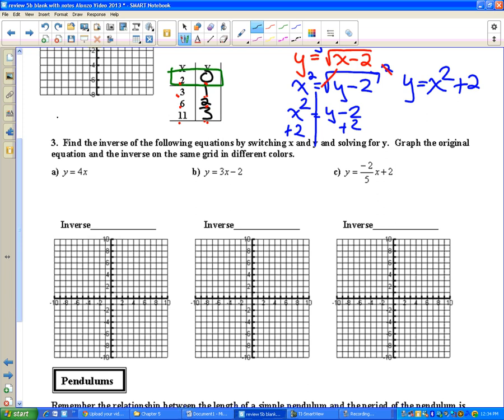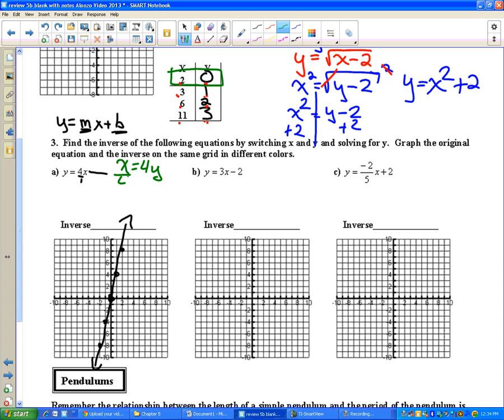Remember, these are in the form y equals mx plus b, where I have a slope and a y-intercept. My y-intercept here is (0, 0). My slope is 4 over 1. So I'm going to go up 4, right 1, up 4, right 1. Or I can go down 4, left 1, down 4, left 1. There's my original graph.